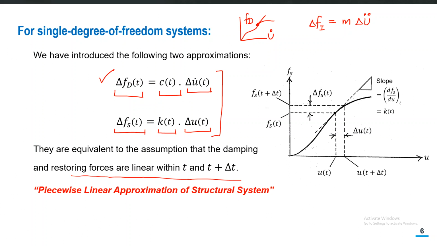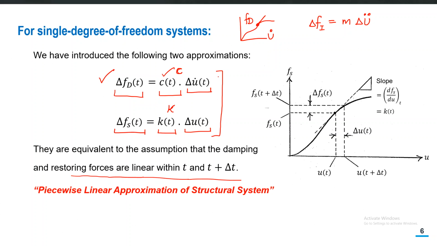If our structure is linear, the relationship between Fs and u, and Fd and u dot, is always linear, and therefore the instantaneous slope will not be a variable, it will be a constant number. So this C of t will be replaced simply by the constant damping coefficient C, because it will not vary for a linear system. Similarly, K of t will be replaced by K only. K will be constant for a linear system, the stiffness of the system.